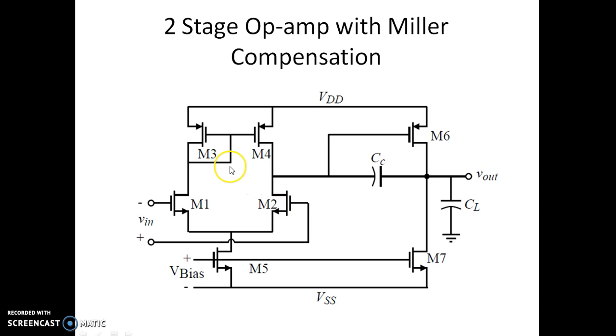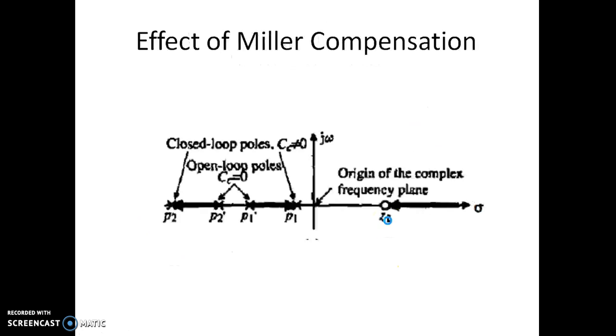And we have M1, M2, M3, M4 as well as M5 constituting the differential amplifier, and this M6, M7 will go to form the CS amplifier.